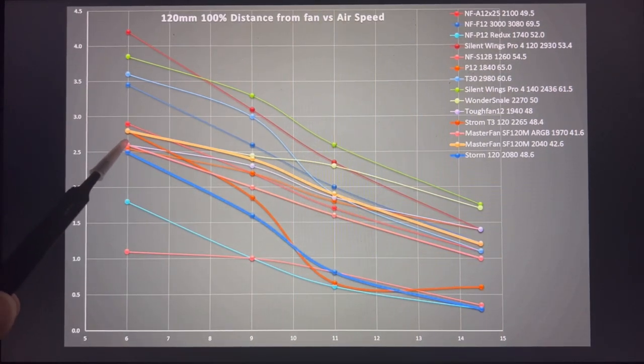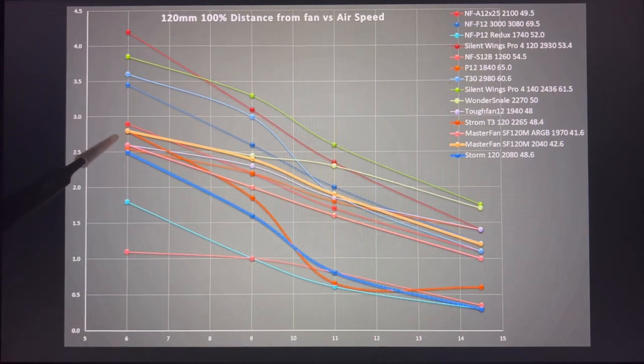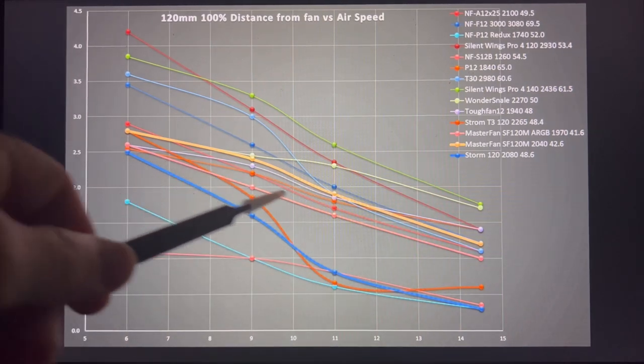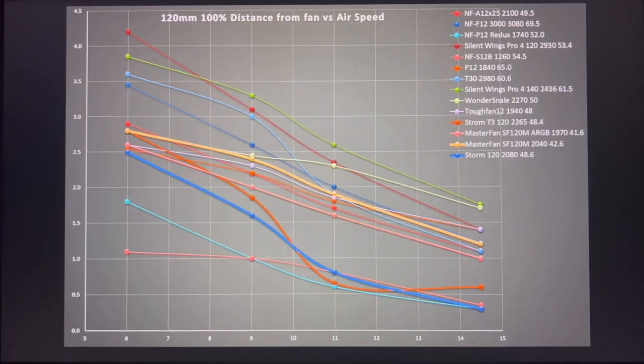We have the Master Fan SF120M in this orange line. It's pretty much middle of the pack, as I would say. And the ARGB version, I believe, is exactly... No, it's not exactly underneath. It's right here, but it's still towards the top of the graph. And doing fairly well. I would say it's pretty much in the middle. The non-RGB version is doing a little bit better than in the middle.